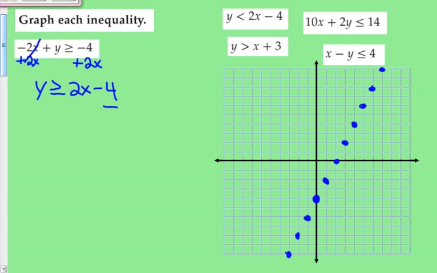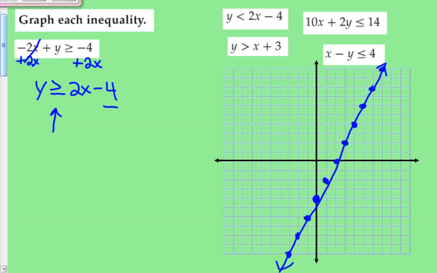Now we're going to look at our inequality. Is there a bar under it? If there is, that means equal to, so I'm going to make it a solid line this time. Arrow on each end. Now I'm going to look, it says greater than. The top half of my line is the majority of this grid.